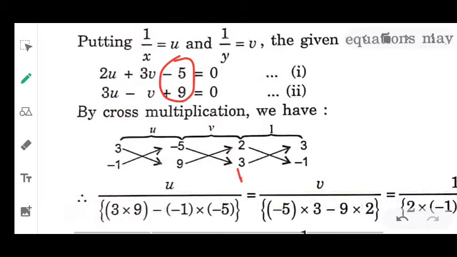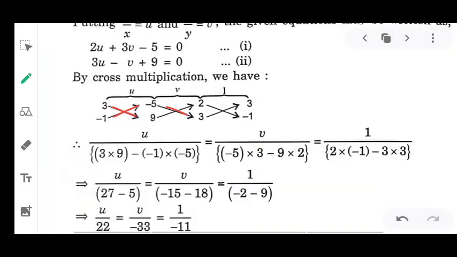Then write the coefficient of v, that is 3 and -1. Clear? Next put the arrow mark as I told you, from the left side top to bottom, then bottom to top. Okay, so u by -3 into 9 minus -1 into -5 equals v by -5 into 3 minus 9 into 2 equals 1 by 2 into -1 minus 3 into 3. Clear?